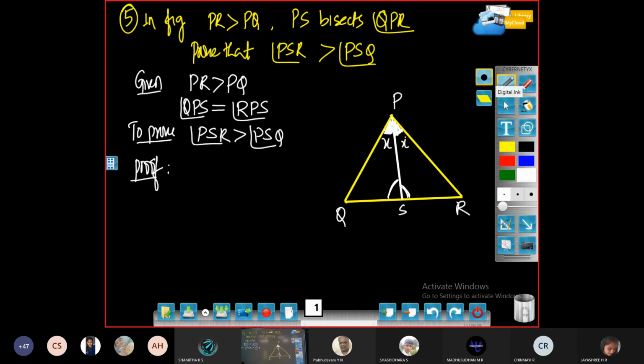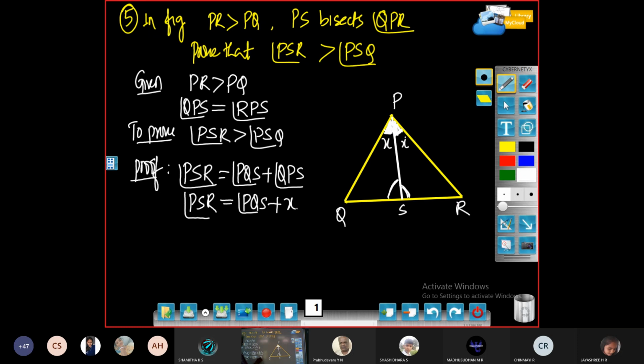Can you tell me what is PSR? It's an exterior angle of triangle PQS, isn't it? Yes. What you can write, PSR can be written as PQS plus QPS. So I will write it as PSR is equal to PQS plus X. Okay, so you can write this one.